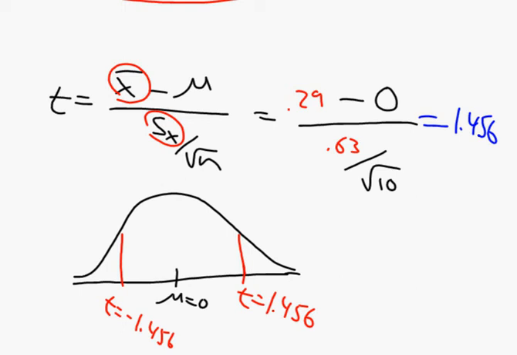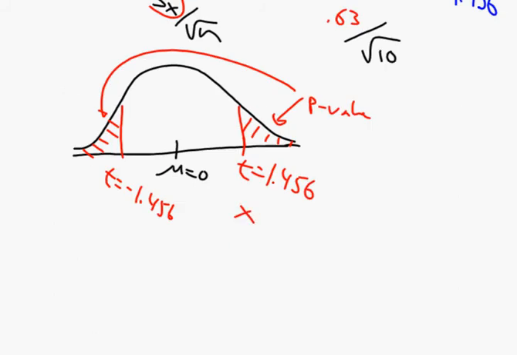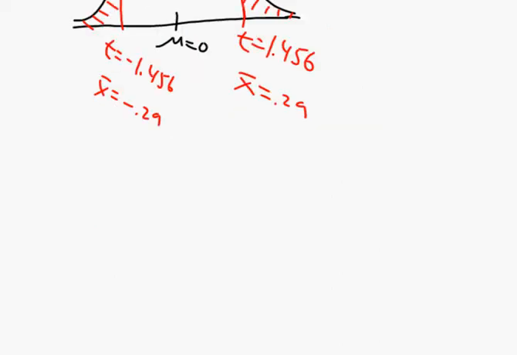Okay? And now our p-value is going to be the sum of those two areas. So this is a p-value, and over here is part of the p-value. Together, they add to the p-value. By the way, these t-scores correspond to an x-bar of 0.29. And over here, this would obviously be x-bar equals negative 0.29. So we need to make sense of this t-score of t equals 1.456.